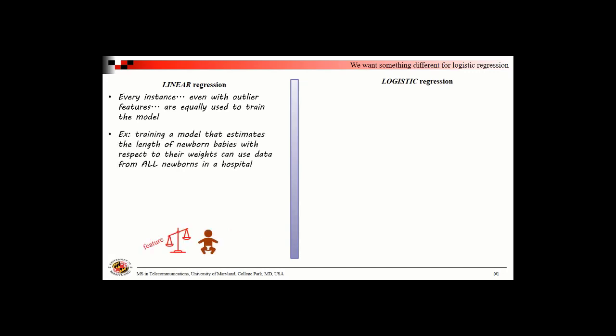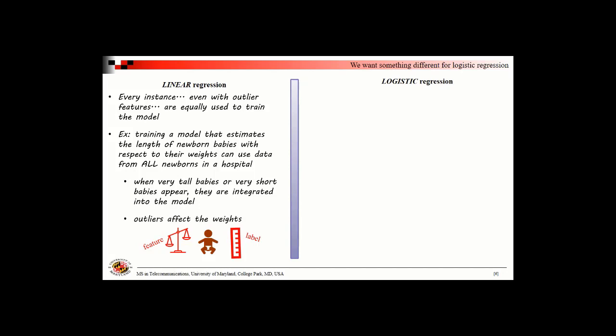Let's compare how we're going to train our models with linear regression and logistic regression. In linear regression, every instance, even outlier features, are equally used in training the model. Let's say, for example, that you're trying to do a machine learning algorithm that estimates the length of a newborn baby with respect to its weight. In this case, every newborn that is born in the hospital is taken into account in our model. Even very tall babies or very short babies are going to be affecting our model.